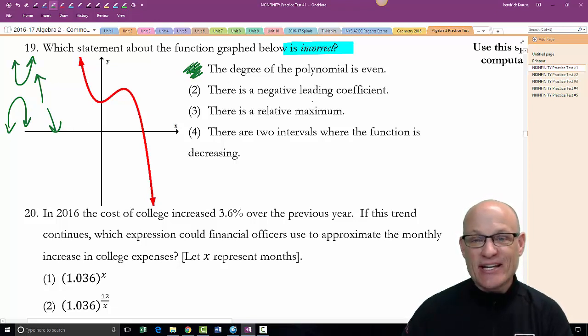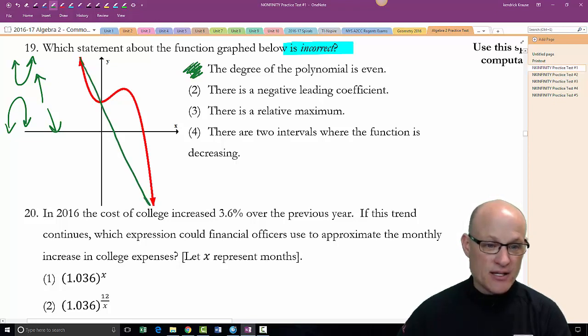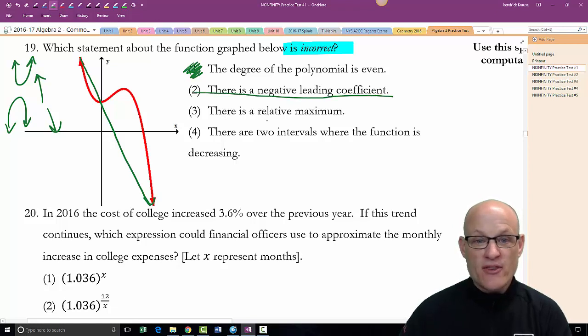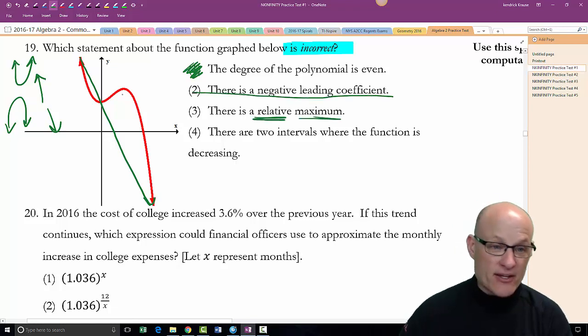There is a negative leading coefficient. Well, notice if I just drew this straight line in here, that would have a negative slope. Yes, it has a negative leading coefficient. There is a relative maximum. Yeah, there is. There's a relative maximum right there. There's also a relative minimum right there.